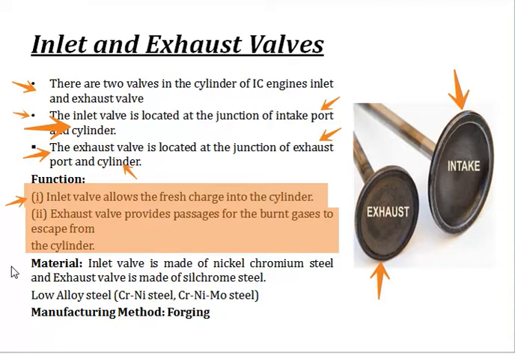Okay. Now what is the material? Generally the material is nickel chrome steel for inlet valves. So inlet valves are made up of nickel chromium steel, and exhaust valves are made up of silichrome steel or silicon chromium steel, and in some cases they use low alloy steels in which you have chromium and nickel steel, and again the next composition is chromium, nickel and molybdenum steel. The production method is the hot forging method.